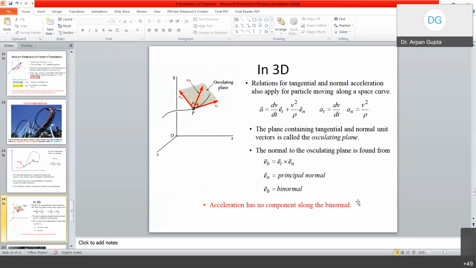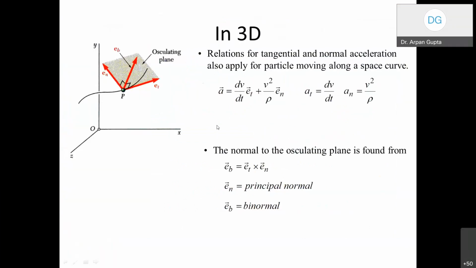Let me go to the next slide. Okay, so we can describe the same idea in 3D as well. If a particle is moving in a 3D space, we can again have these et and en cap, and together these unit vectors form what is called the osculating plane. This is the plane in which the path, the curve of your trajectory, lies.